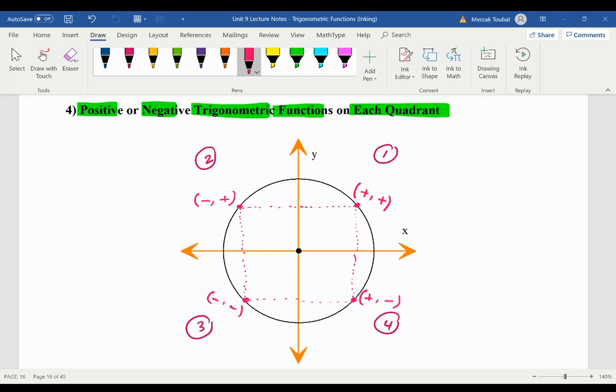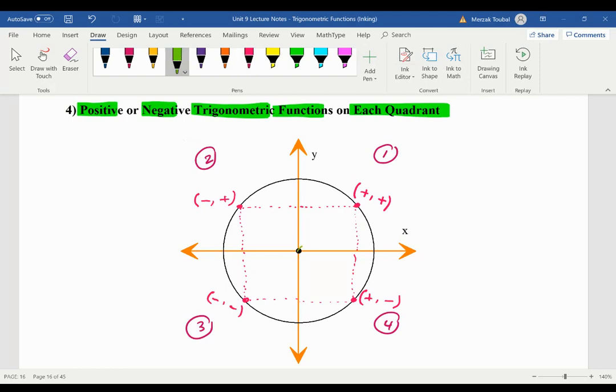So let's verify again. First quadrant, a point on the circle in the first quadrant, x is positive, y is positive. Second quadrant, x is negative, y is positive. Third quadrant, x is negative, y is negative. Fourth quadrant, x is positive, y is negative.